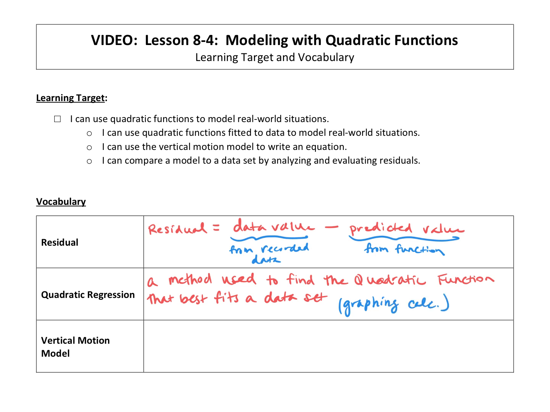All right, then we have this thing called the vertical motion model. So our vertical motion model is a function, h of t equals negative 16t squared plus v sub 0 times t plus h sub 0. All right, so let's make some notes on what this is about.